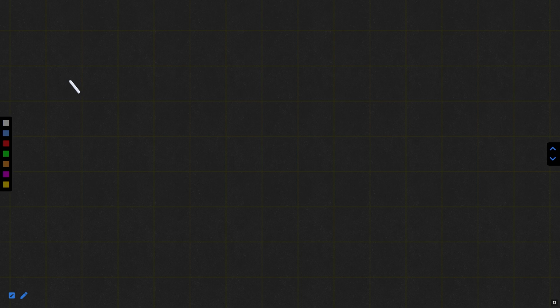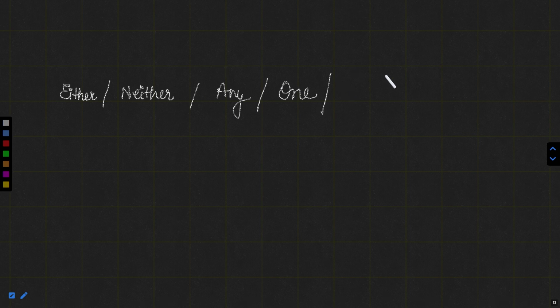Suppose we have some terms like either, neither. Then we have another structure, that is any, then we have one, and then we have none. So we have these structures. Now, how to use this? Suppose we are using of with any of these words. We have either, neither, any, one, or none. So we have these five words and we are using of after them. It means either of, neither of, any of, one of, none of.